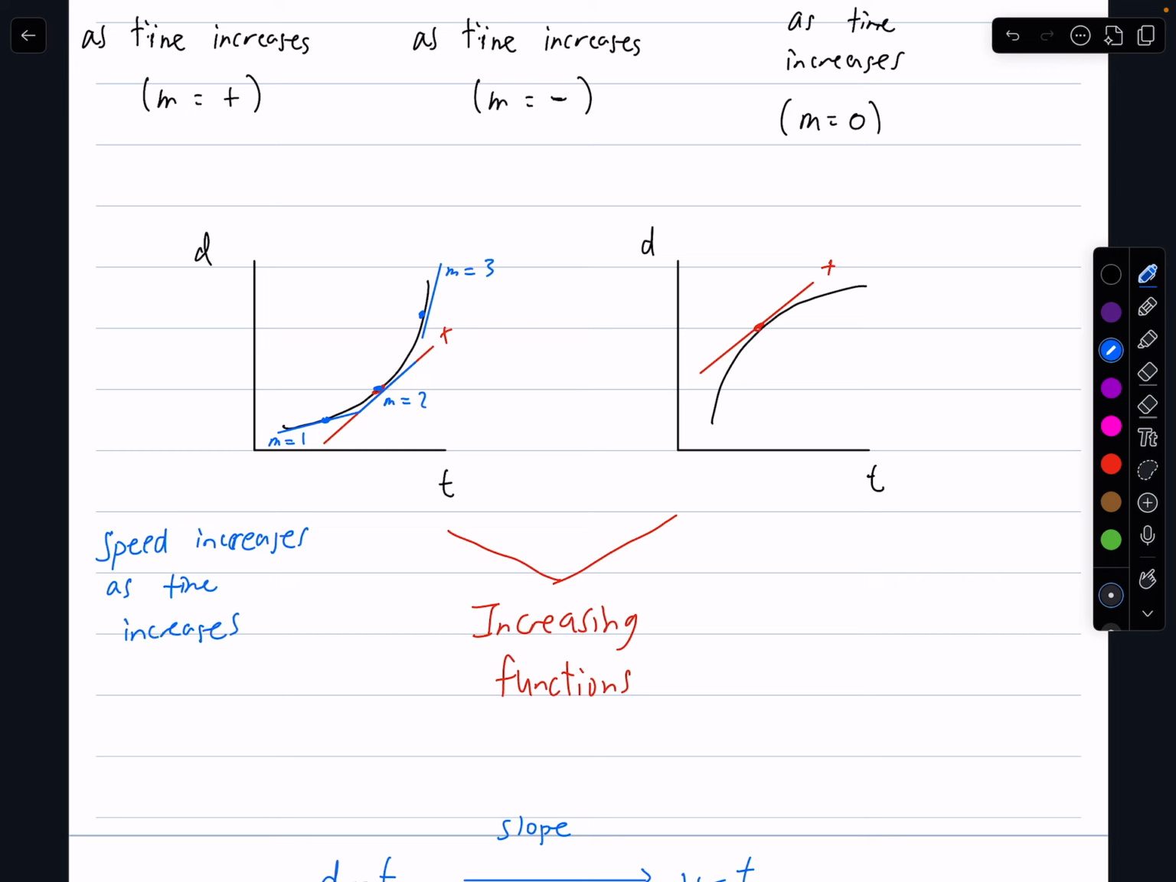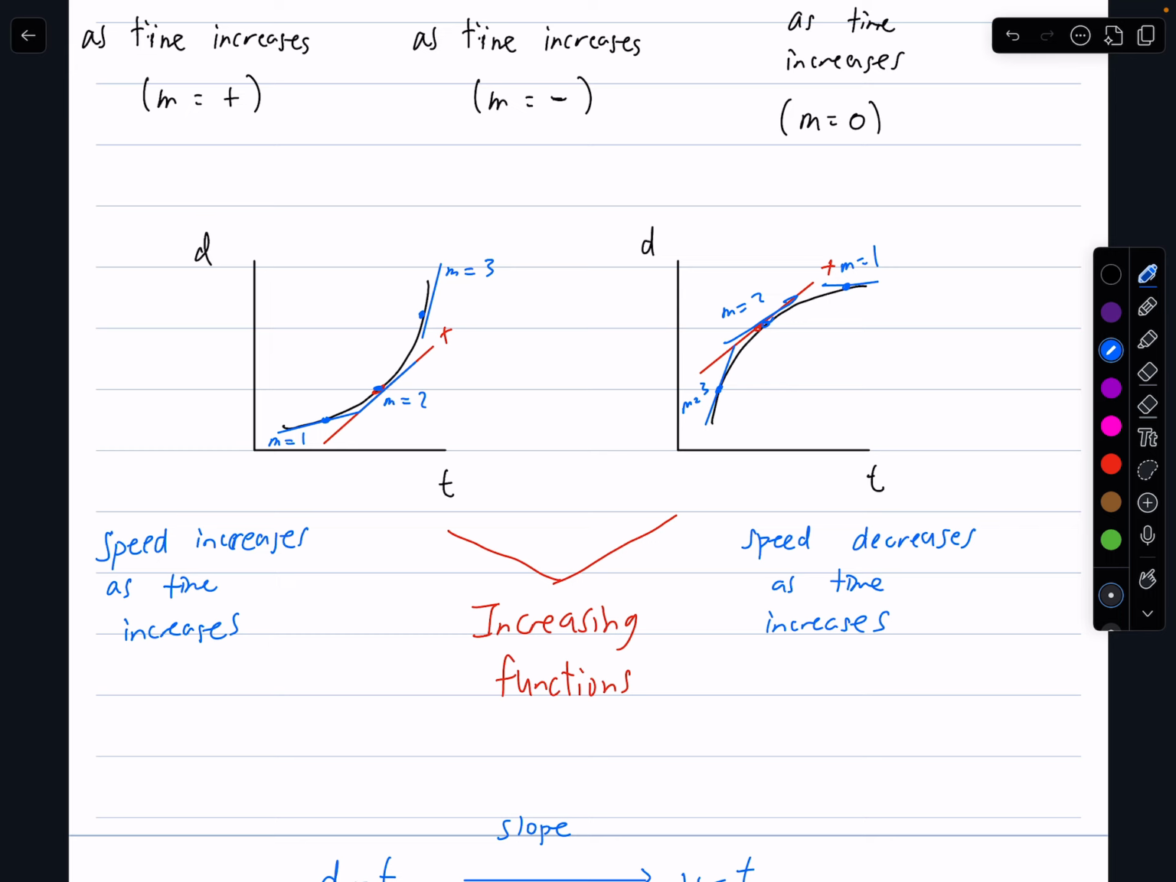But if I look at this function on the other hand, from left to right, the slope may be 3 here, 2 here, and 1 here. So in this case, speed decreases as time increases. So there's a big difference here, right? Even though both of them are increasing functions, right? They're both an increasing curve because if we take any of the slopes, they're all positive.